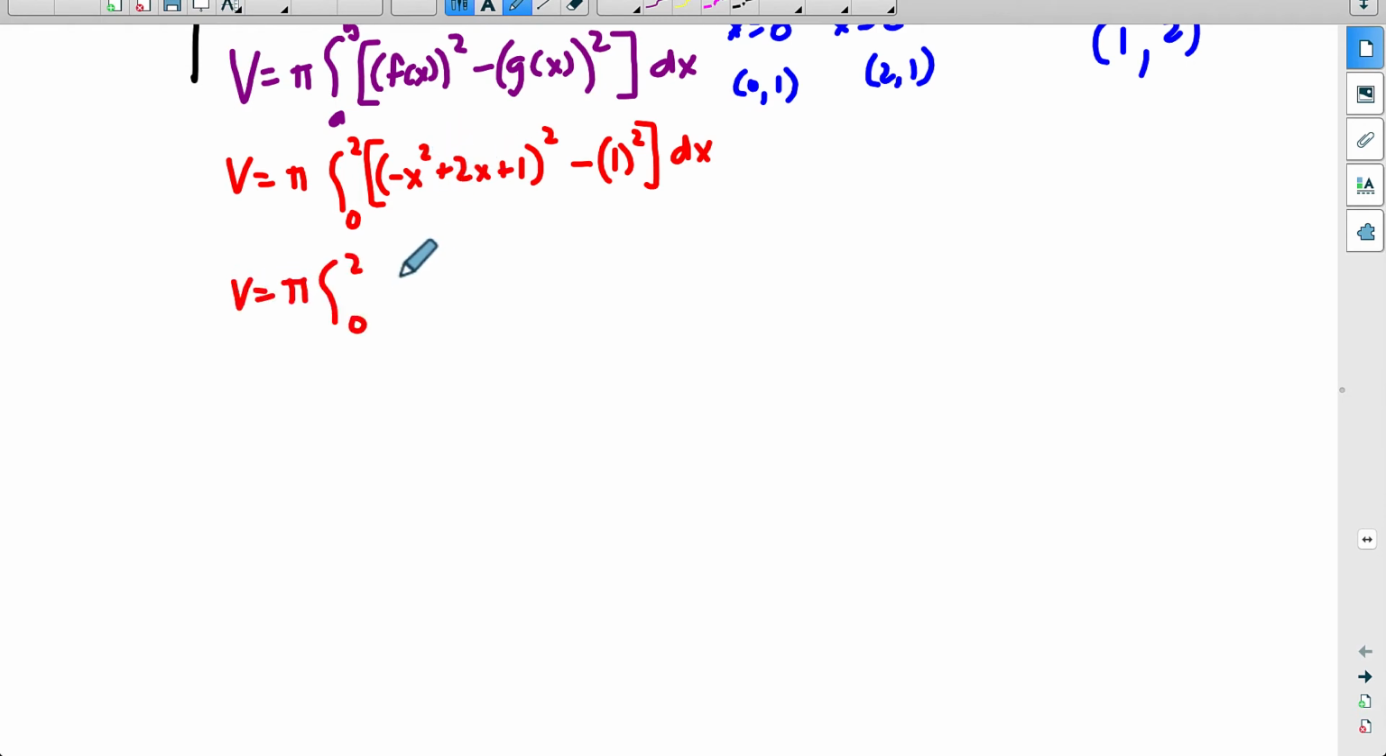So we got to square this. Kind of hard to do, but let's see if we can do it. We're going to multiply negative x squared times all of these, right? So negative x squared times negative x squared is positive x to the 4th. Negative x squared times positive 2x is negative 2x cubed. And negative x squared times positive 1 is negative x squared.